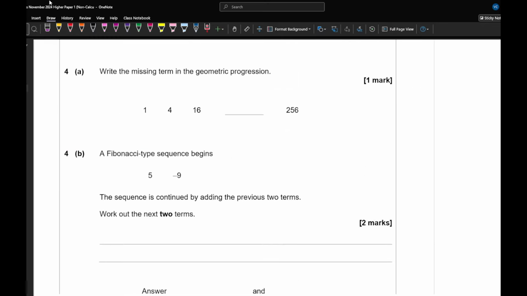Moving on to question 4, it says write down the missing term in the geometric progression. For this, all we need to do is to see what the multiplier is from 1 to 4. So I'm multiplying by 4. To find the missing number, I've got to do 16 times 4, which, if you work that out, is going to give you an answer of 64. So our missing number is 64.